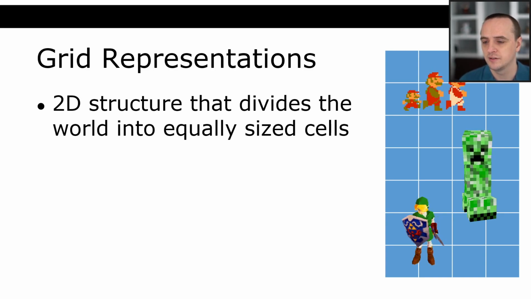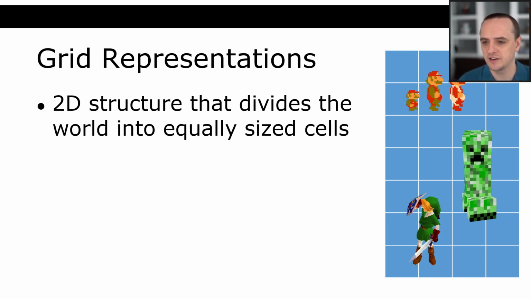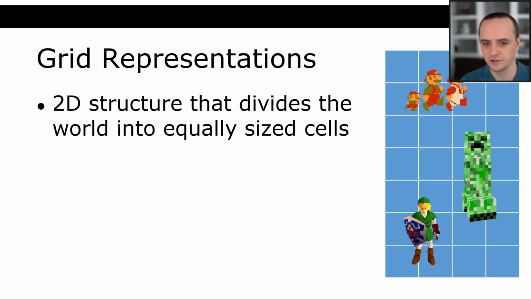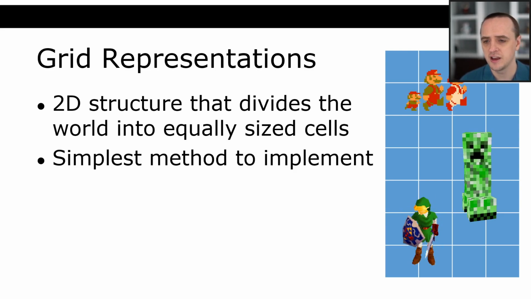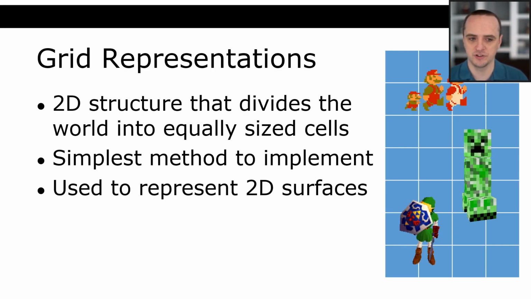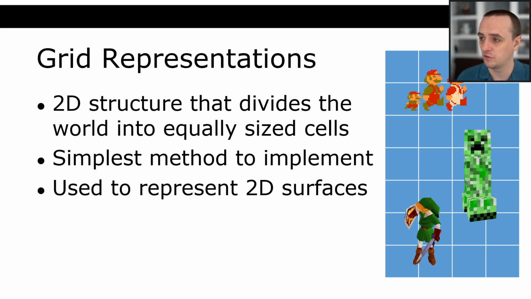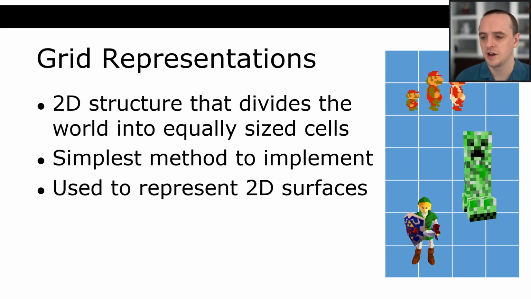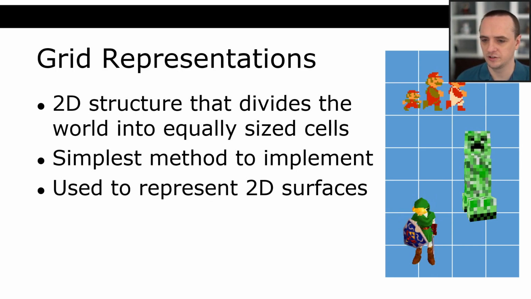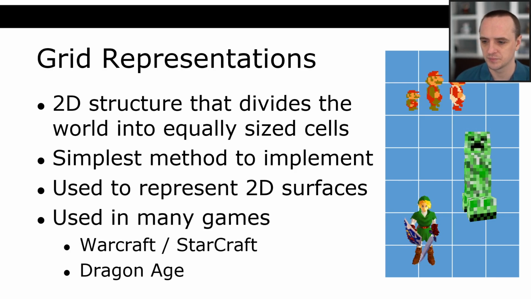A grid, in the context of this course, is a 2D structure that divides the world into equally sized cells. In my opinion, it's the simplest method to implement for a space representation, and it's typically used to represent 2D surfaces. It can definitely be used to represent 3D surfaces. You could talk about voxels instead of cells. But in this course, we're going to be sticking to 2D representations. However, the algorithms could be applied to three-dimensional spaces as well.